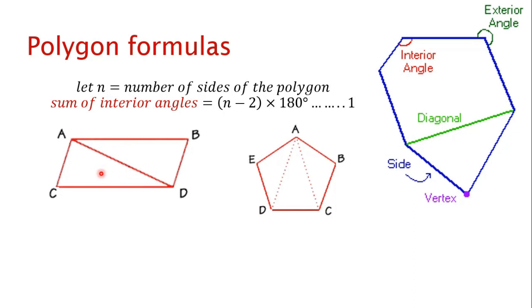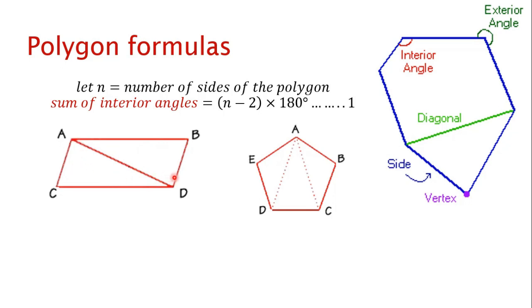So two triangles, and we know that for a triangle, the sum of interior angles adds up to 180 degrees. And this quadrilateral, or this polygon, has four sides, but two triangles. So the number of sides minus this 2 here gives us the number of triangles within this quadrilateral or polygon. So the number of triangles is 2.